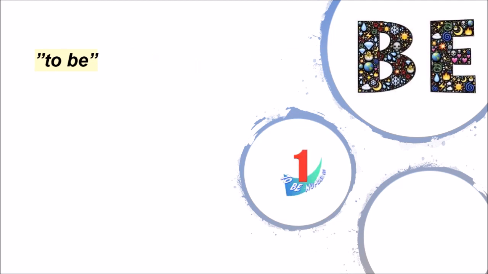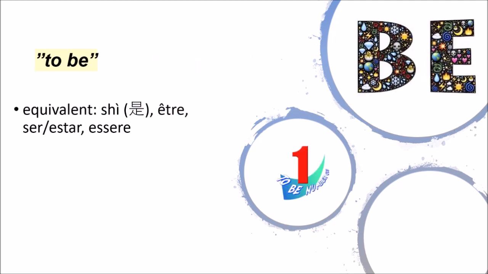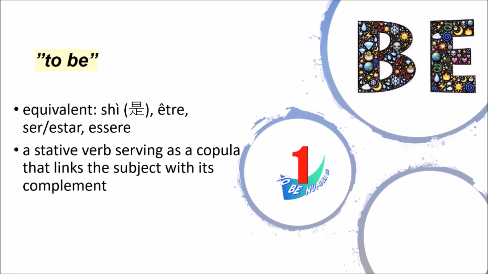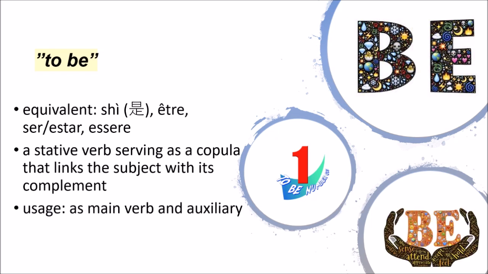But what does to be really mean? Well, it is the equivalent of the Chinese "shi", of the French être, the Spanish ser or estar, the Italian essere, or the German sein. To be is a stative verb that can serve as a copular, which means that it links the subject with its complement, and it can be used as both a main verb and an auxiliary. To be has several irregular forms that have to be learned and revised.